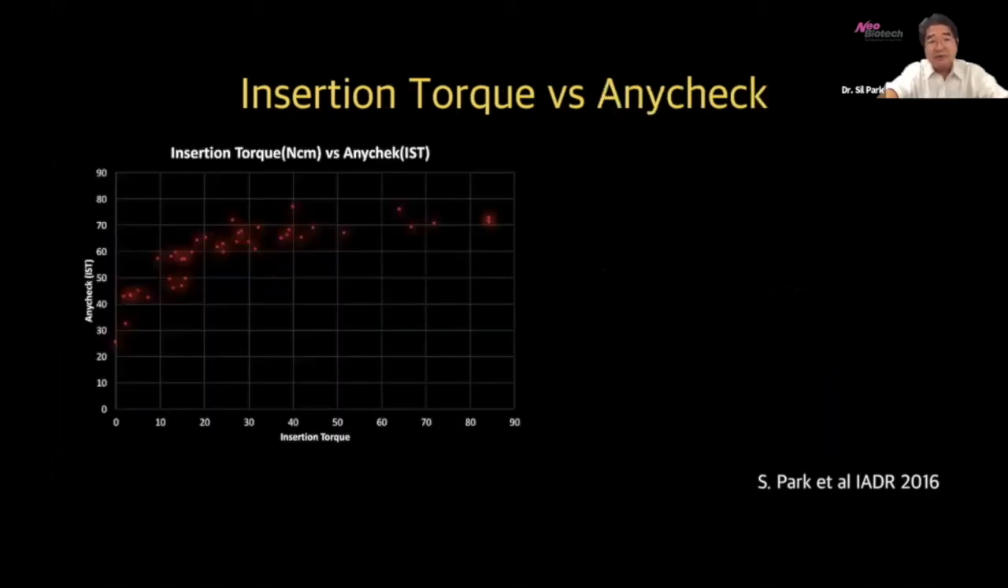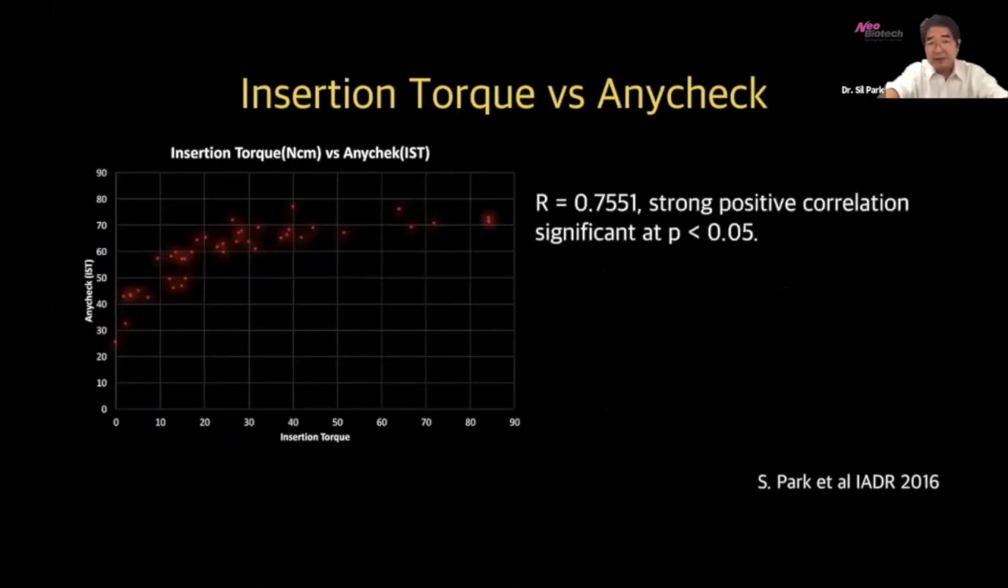Now let's look at the correlation between AnyCheck and insertion torque over here. In this case, the regression number is about 0.7. That means about 50% chance that when AnyCheck increases, insertion torque is increased. So this number is still not good enough, even though in terms of statistics it's a strong positive correlation, because in the clinical situation, 50% is correlated. That is not really a great number. In other words, if the AnyCheck is higher, then insertion torque is higher with a half and half possibility, that is not that great.